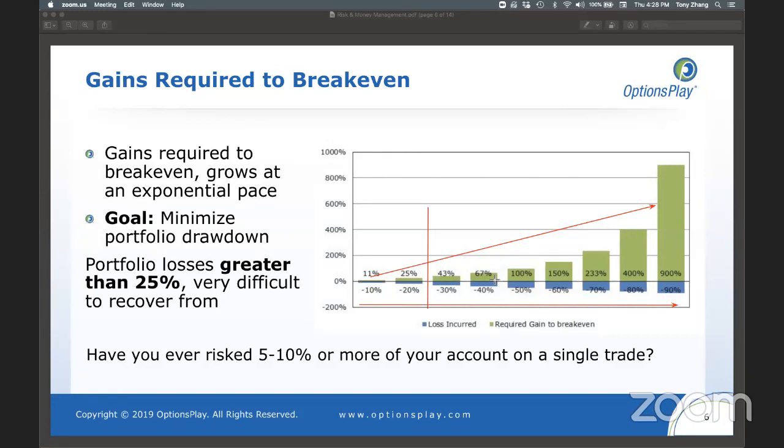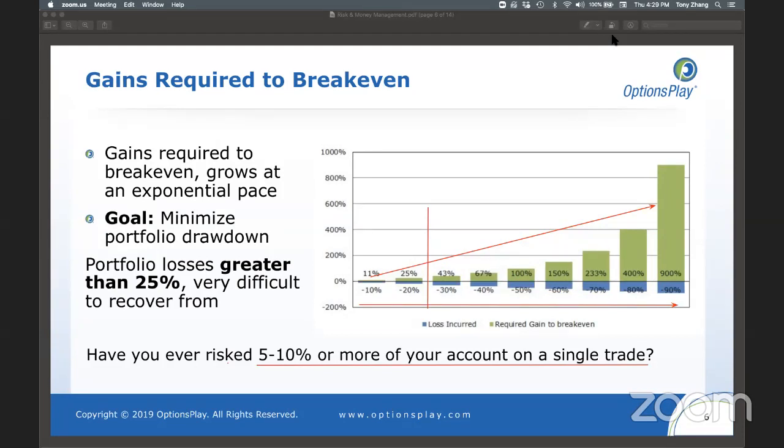So in order to really prevent yourself from ever losing more than 25% of your account, the question you should really ask yourself is, have you ever risked more than 5 to 10% or more of your account on a single trade? Now, for those of you that have risked more than 5 to 10% of your account per trade, please type yes into the chat window. And please be honest, because that's the only way we can move forward with this, is being honest with yourself as to how much you are actually putting at risk per trade.